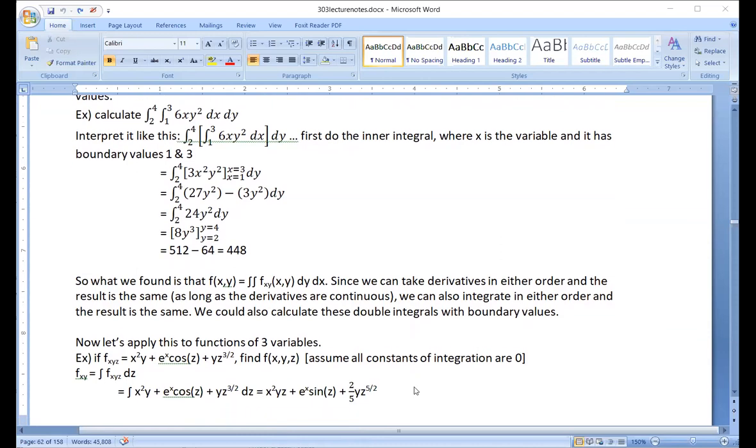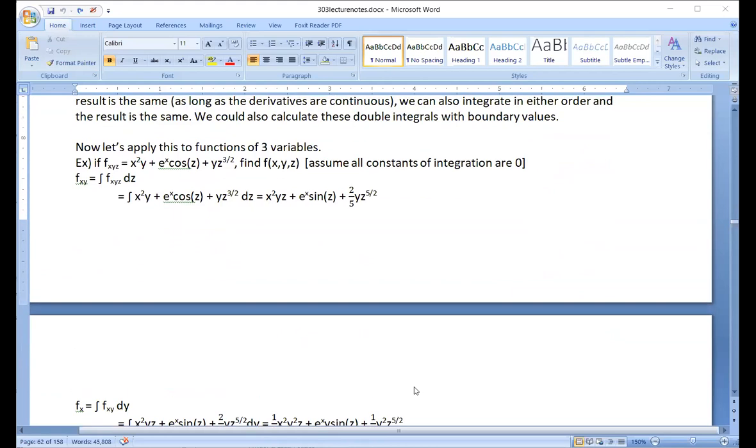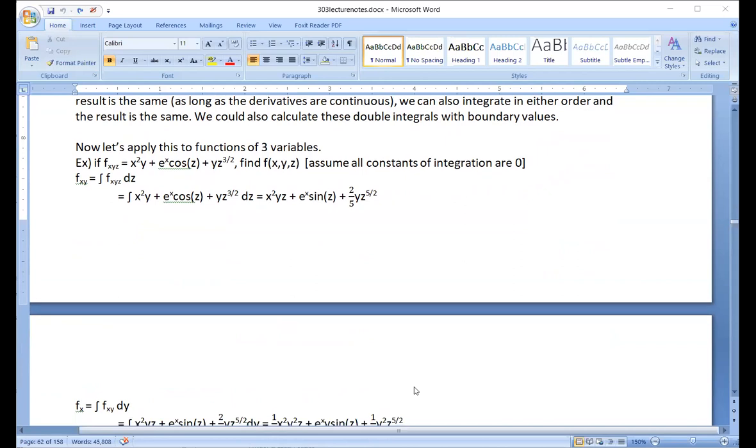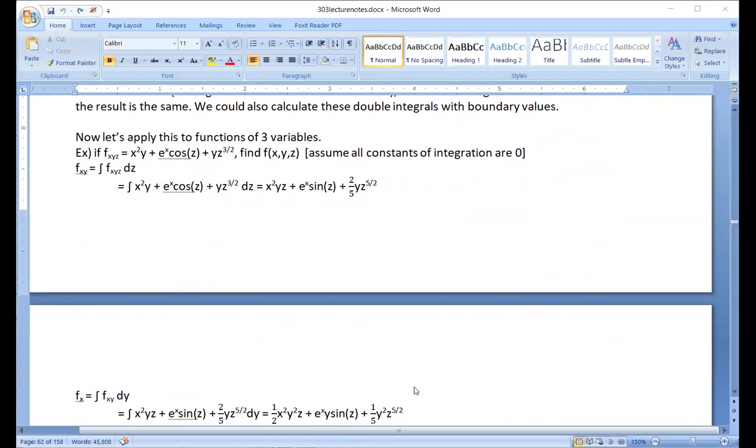Next, we integrate with respect to y. And that'll give us f sub x. So integrating that whole function gives us 1/2 x squared y squared z plus e to the x y sine z plus 1/5 y squared z to the 5 halves.